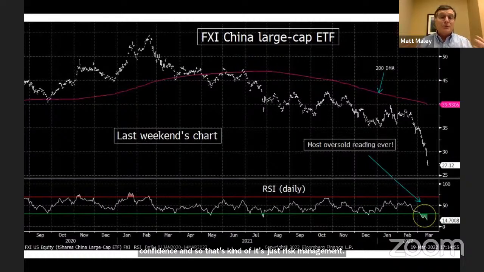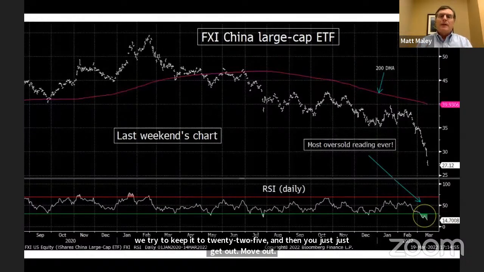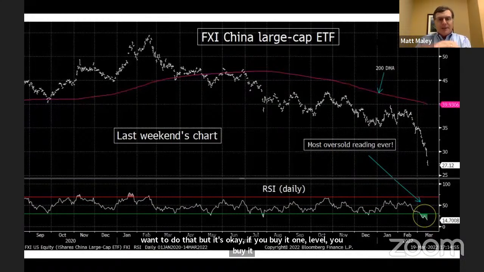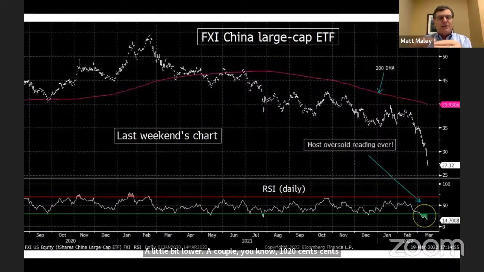Now, when it comes to options, we try to keep losses to 25%, and then you just get out. But my point is that when you're going into a trade, don't be afraid to buy it at a couple of different levels. When I said, hey, if you buy it here and then buy it down 10%, no, we don't want to do that. But it's okay if you buy it at one level and then a little bit lower, a couple of cents, 10, 20% lower, and then buy a little bit lower. Okay, fine. But once you've got your position, you've got that average price. Once it gets down 20% on an option, get out. Okay. But you can play around with it.